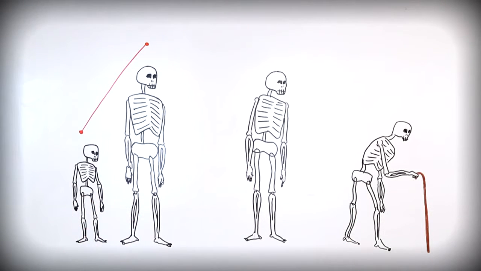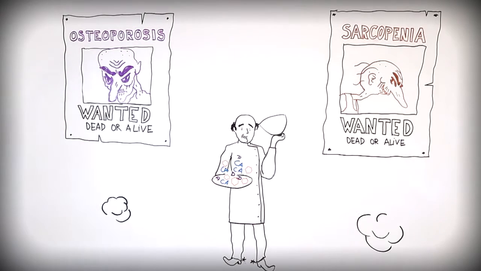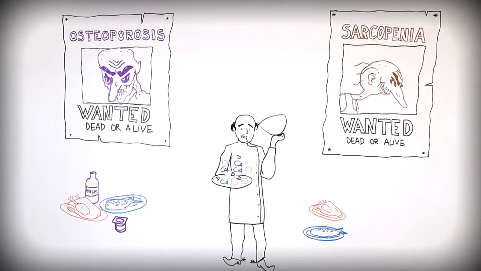Bone mass reduces slowly from 25 to 50 years old and more rapidly in women at menopause. In order to maintain bone mass at a high level of mineralization, dairy products, which contain both vitamin D and proteins, should be consumed.